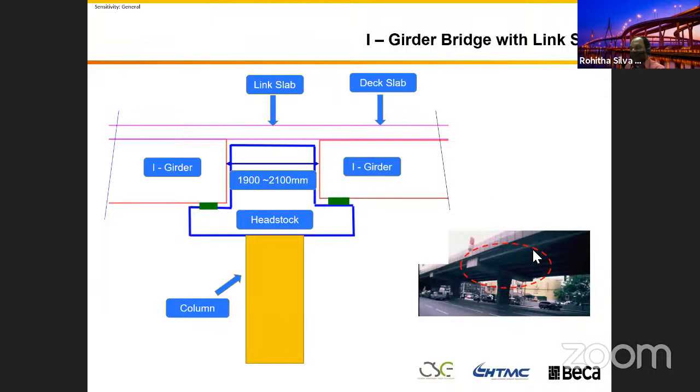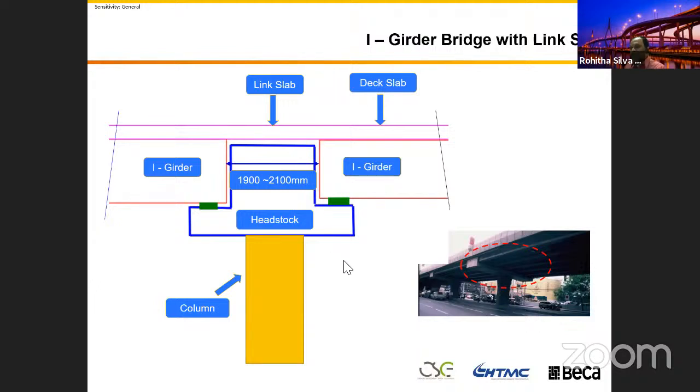This is the standard common construction type with the Eiger Bridge, because in the Eiger Bridge, you saw this one, the headstock shape. We place the headstock on either side. We construct the link slab going across. In the link slab, we specially detail with very heavy longitudinal reinforcements in the design. And for this one, we have transverse reinforcements as well. This is a very standard common type of detailing for the link slab in the Eiger bridges.